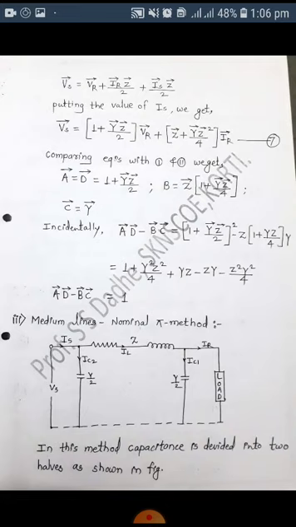Now, in this session, we are going to discuss the important topic to find the generalized circuit constants of medium transmission line by using nominal pi method. Now, the circuit representation of nominal pi method is shown here. In nominal pi method, we know that half of the capacitance is lumped at the sending end side and half of the capacitance is lumped at the receiving end side.